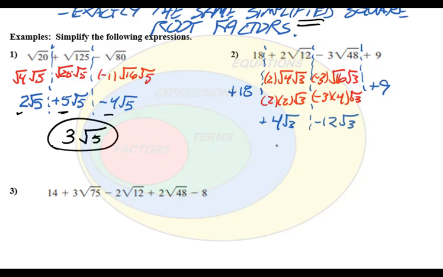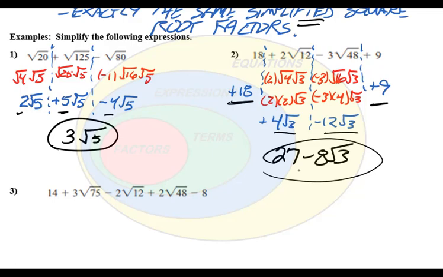18 and 9, we can combine the 18 and the 9, that's 27. And 4 square root of 3 and -12 square root of 3, we can combine to get -8 square root of 3. Now these terms, because of the square root of 3, are not the same. We can't combine them, so we just leave that. So let's do the last problem then.